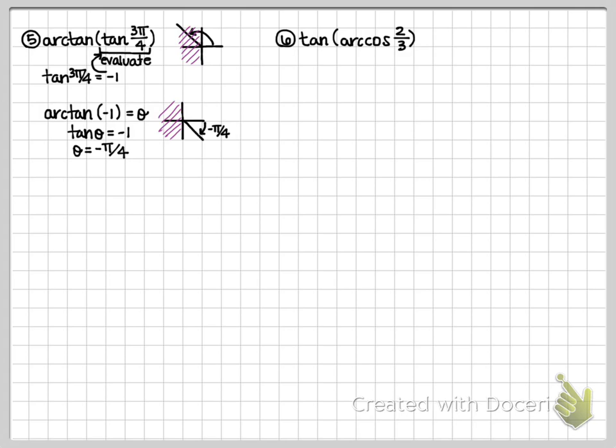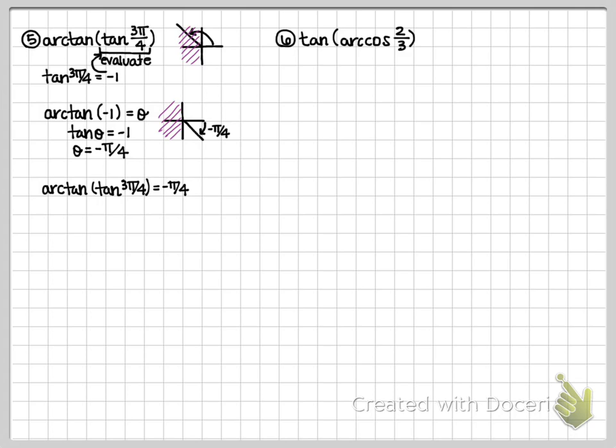Which means my original question, arctan of tan of 3 pi over 4, actually is equal to negative pi over 4. So taking a look at these two pictures, although 3 pi over 4 landed in the second quadrant, I'm not allowed to use it because it lands in the restricted zone. So I went through and evaluated it the long way and found that I could still get the same value for tangent down in the fourth quadrant.